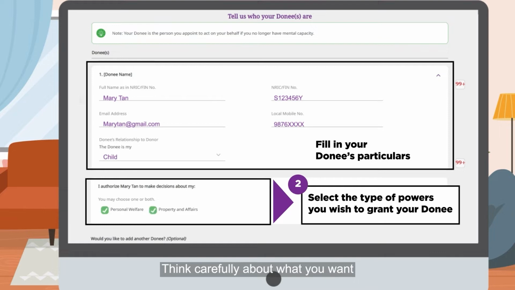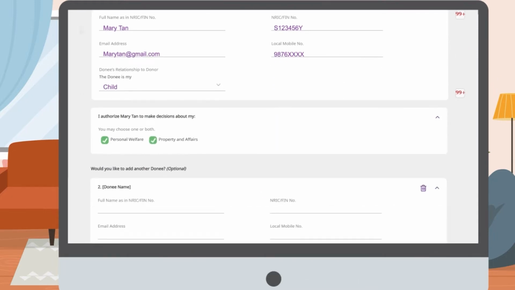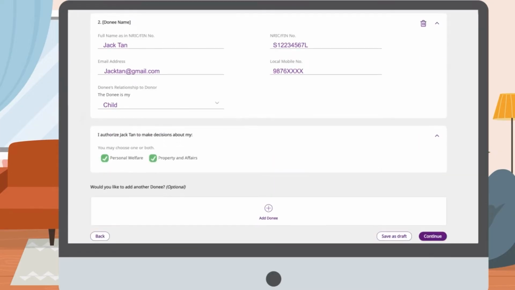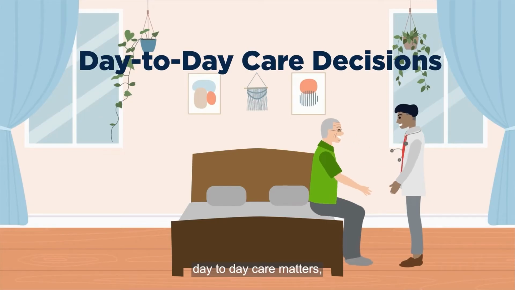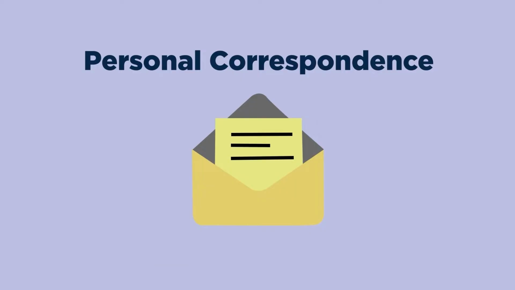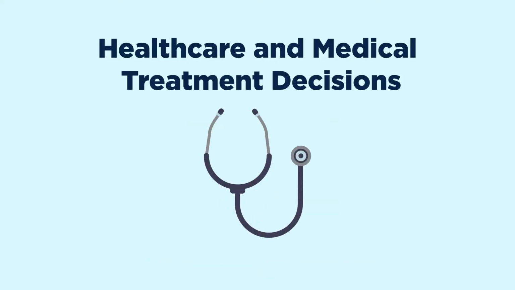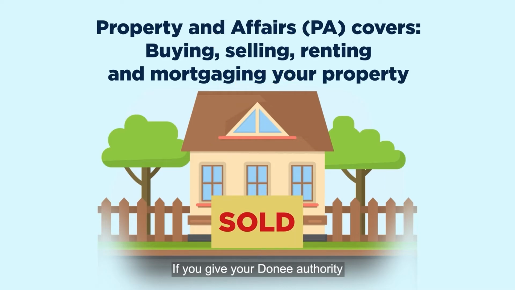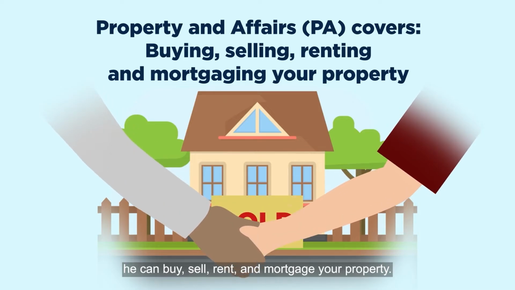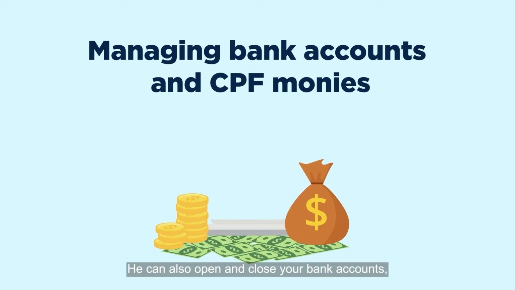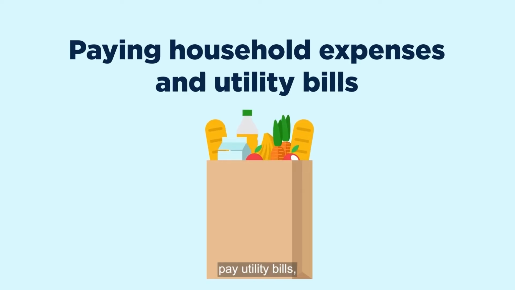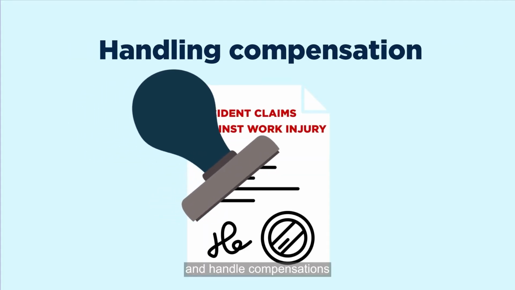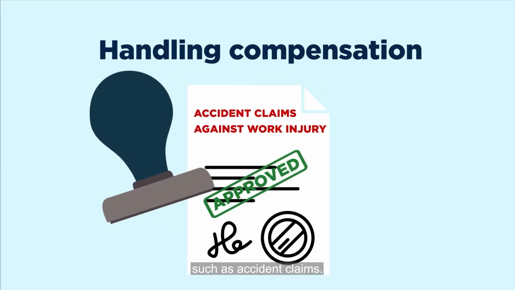Think carefully about what you want your donee to decide on. Personal welfare decisions include where you should live, day-to-day care matters, handling of personal correspondence, healthcare, and medical treatment decisions. If you give your donee authority to decide on property and affairs matters, he can buy, sell, rent, and mortgage your property. He can also open and close your bank accounts, manage CPF monies, buy groceries, pay utility bills, town council charges, and handle compensations such as accident claims.